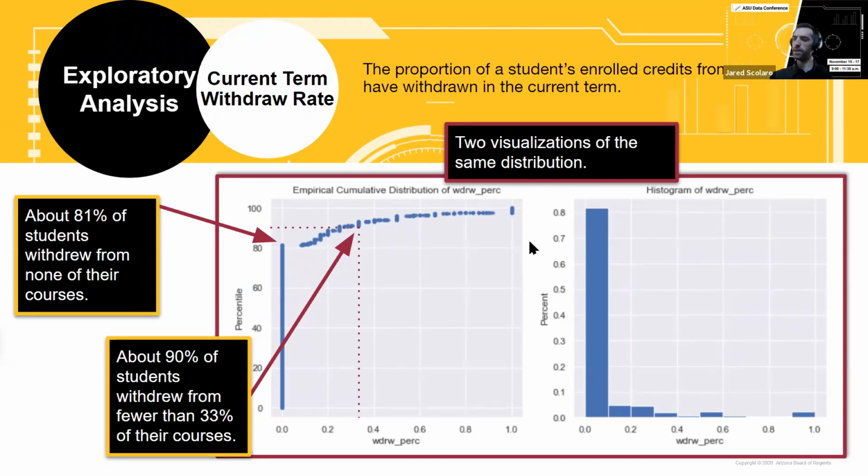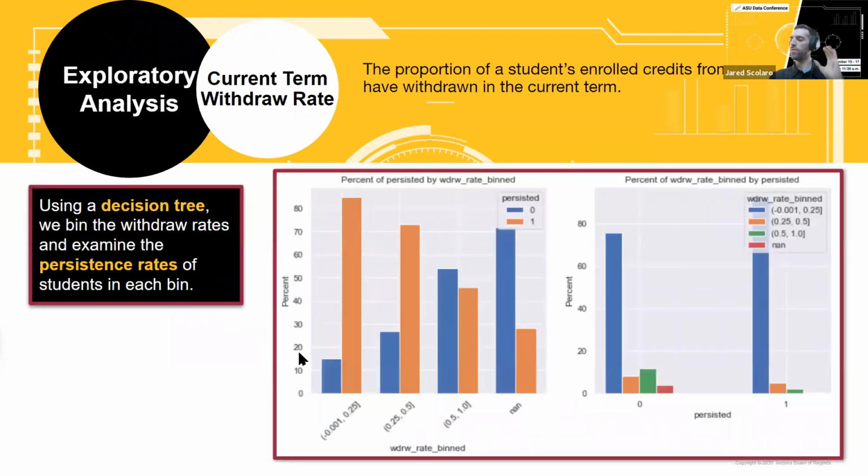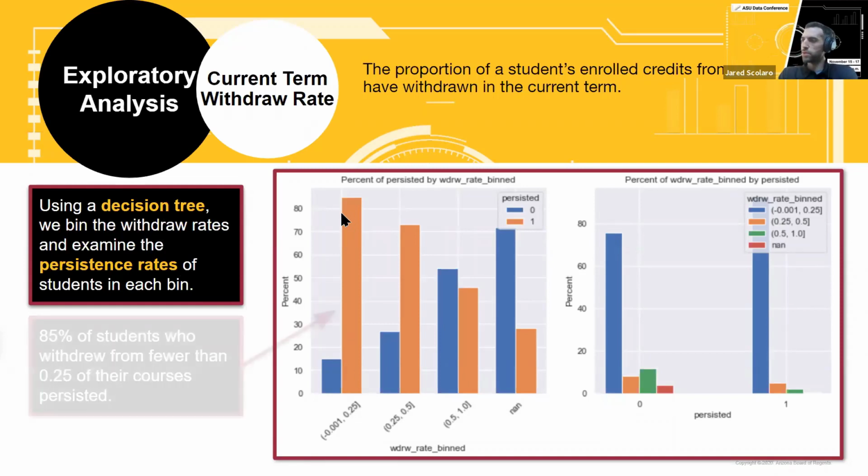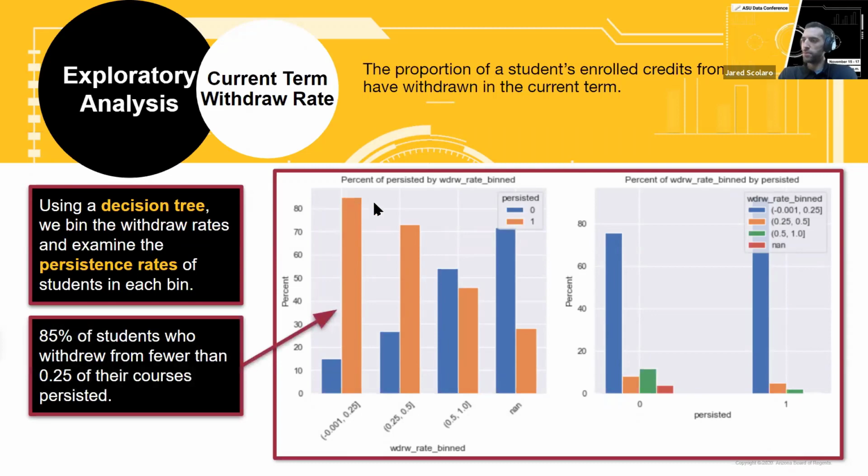One of the things I did, so again, we're trying to look at this in the context of how it relates to persistence. So one thing I did is I used a decision tree to look at it in bins and see if, as we increase in value for this predictor, the persistence rate changes. So I used a decision tree to bin this up. And so we see here, this represents students who withdrew from a quarter of their courses or fewer, and the persistence rate is about 85%.